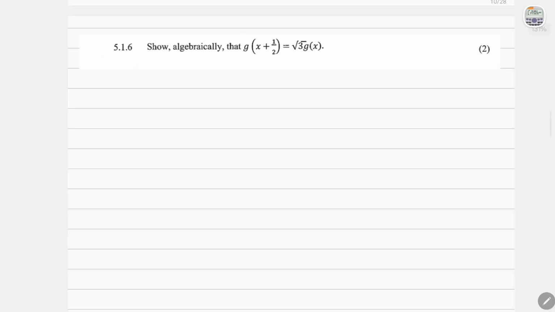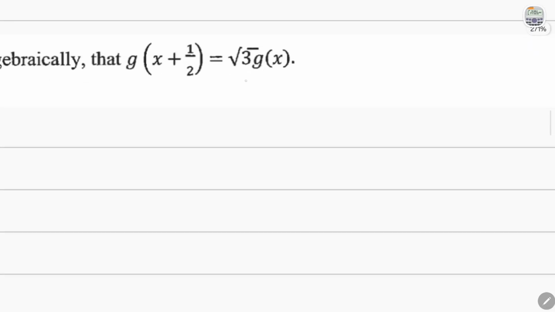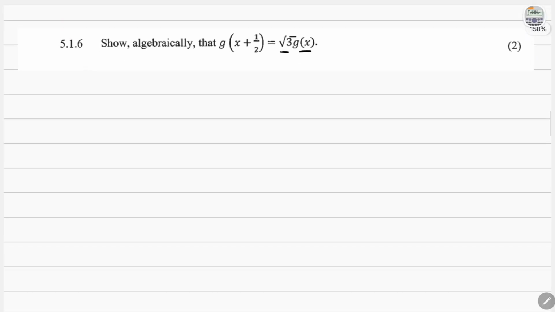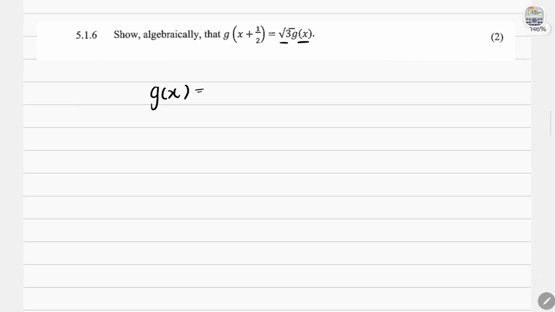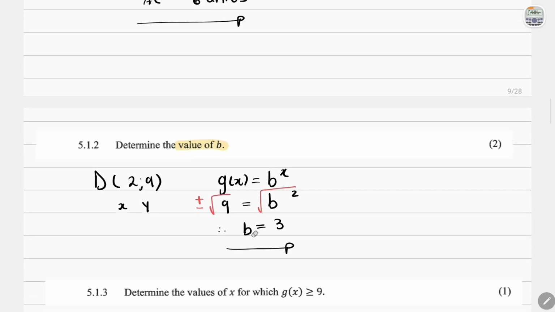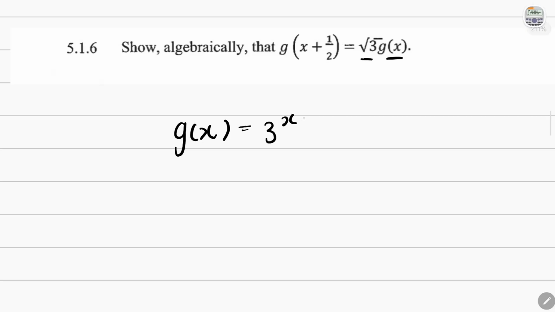Question 5.1.6 says, show algebraically that g of x plus a half is equal to the square root of 3 times g of x. See, when two things are next to each other like this, they're just multiplying. So we just have to show that this is true. We know that g of x is our exponential function. We already found b, so it's 3 to the power of x. So if this is 3 to the power of x, then let's find out what g of x plus 1 over 2 looks like. And then we'll find out what that one looks like and compare.